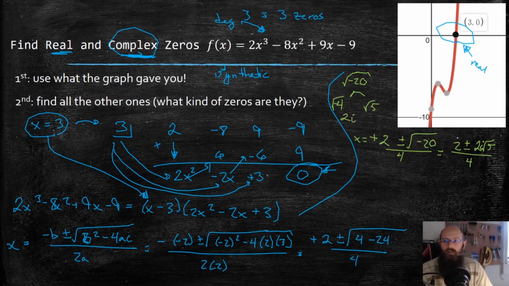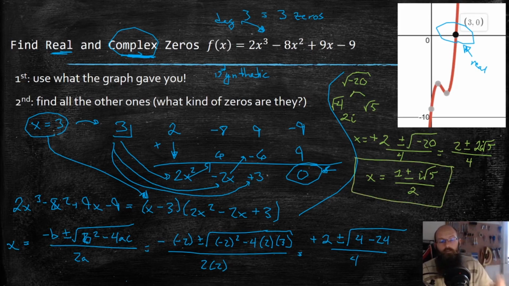Now I can actually cancel out those 2's with that 4, so x equals 1 plus or minus i times the square root of 5 over 2. I canceled out both those 2's in the numerator with one of the 2's in my denominator. That's why that 4 is now reduced to a 2. So these here are my 2 complex roots.